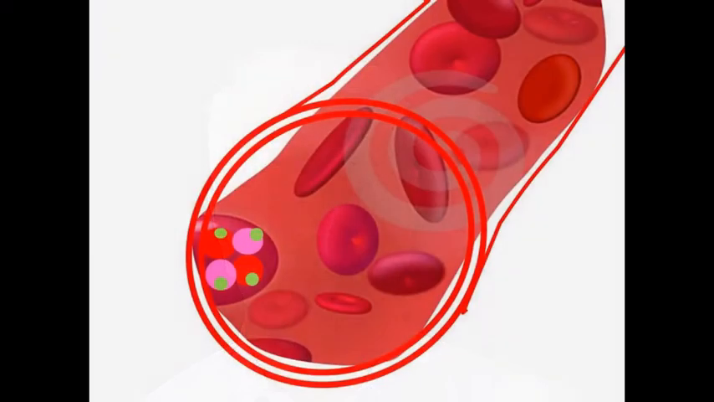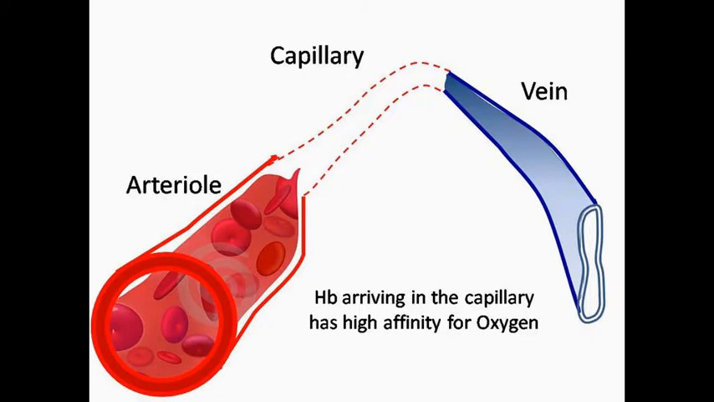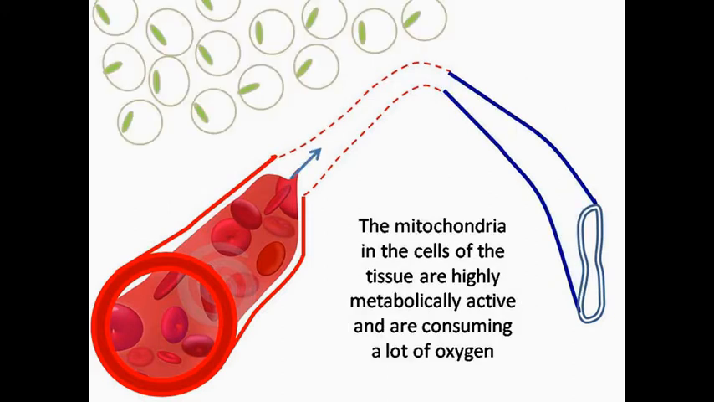And as soon as hemoglobin sees these triggers, the protons and the CO2 combine with a hemoglobin subunit to change the stereochemistry between neighboring hemoglobin subunits. It's a subtle change, but functionally it's a very important biochemical change. Here we see an image of a hemoglobin molecule in a red cell in an arteriole. Here we have hemoglobin arriving in the capillary, and it has a high affinity for oxygen. The mitochondria in the cells of the tissue are highly metabolically active and are consuming a lot of oxygen.